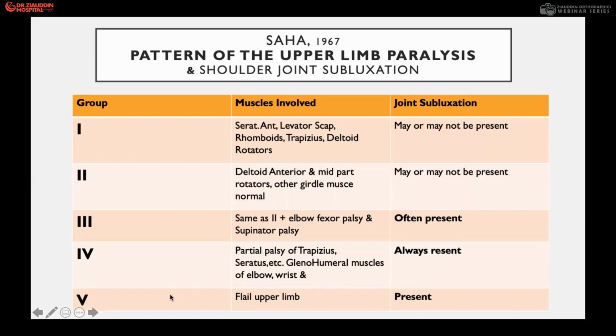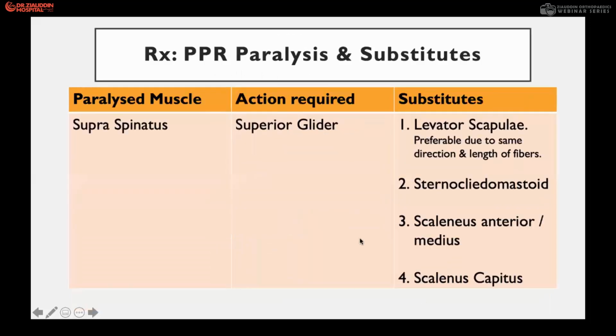But in type 5, there is complete loss of muscle power around the shoulder joint and the upper limb as well, in the forearm and maybe in the wrist and hand. The limb is flail here and the shoulder is usually dislocated in this pattern of paralysis.